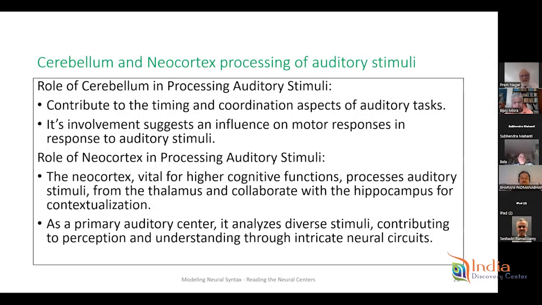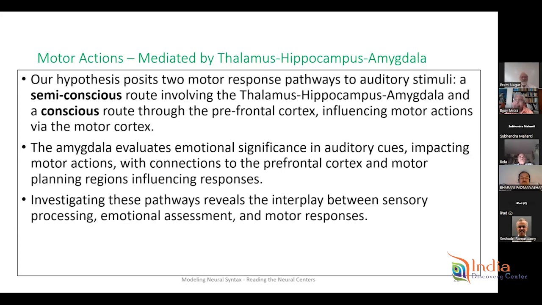The neocortex is vital for the higher cognitive functions. It processes auditory stimuli from the thalamus and collaborates with the hippocampus for contextualization. As a primary auditory center, it analyzes diverse stimuli, contributing to perception and understanding through intricate neural circuits. Now, motor activation mediated by the thalamus, hippocampus, and amygdala: the hand and the gestures which we see on our face or on the listener's face.